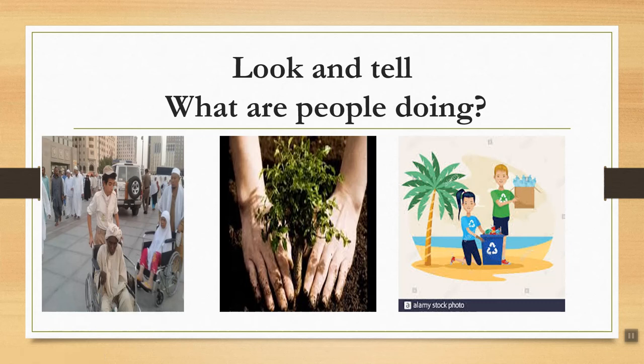So the first picture here, I think, is of people who are helping older people during Hajj season, so it's in Mecca. The second is of a person who is planting a tree, and the third is of a boy and girl who are collecting trash or rubbish on a beach. Okay, so they are helping. Some of them are helping people, or some of them are helping their communities.